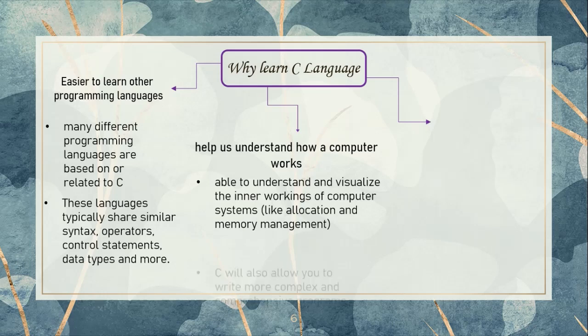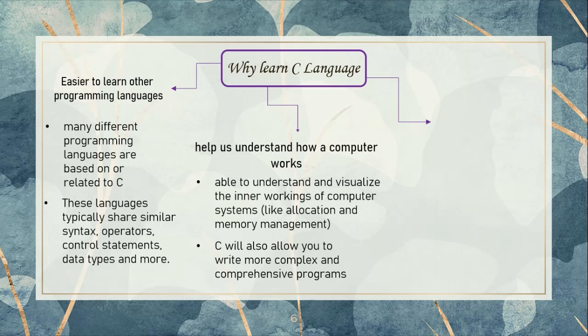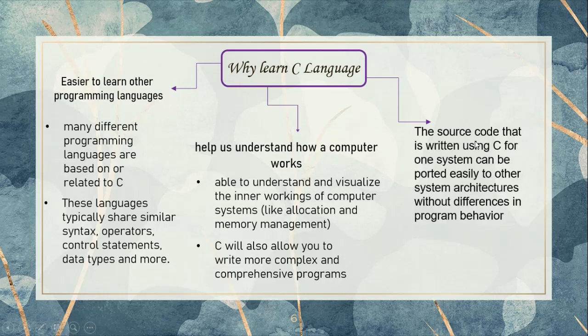It means we are able to understand and visualize the inner workings of computers and systems, like allocation and memory management. Next, C will also allow you to write more complex and comprehensive programs. The last one is that the source code written using C for one system can be ported easily to other system architectures without differences in program behavior.